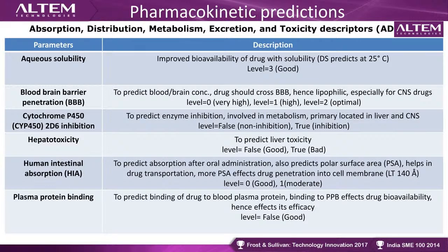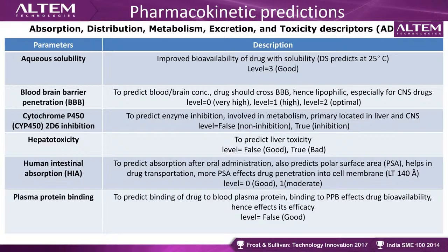Then coming to the cytochrome P450. This particular enzyme is mostly involved in the metabolic processes. So of course, I don't want my drug to go and inhibit that metabolism. But it is user defined, because some are going to study the inhibition of this particular enzyme in the metabolic processes. So if I'm looking that my drug should not inhibit this enzyme, then the level should be false. Otherwise it is true.